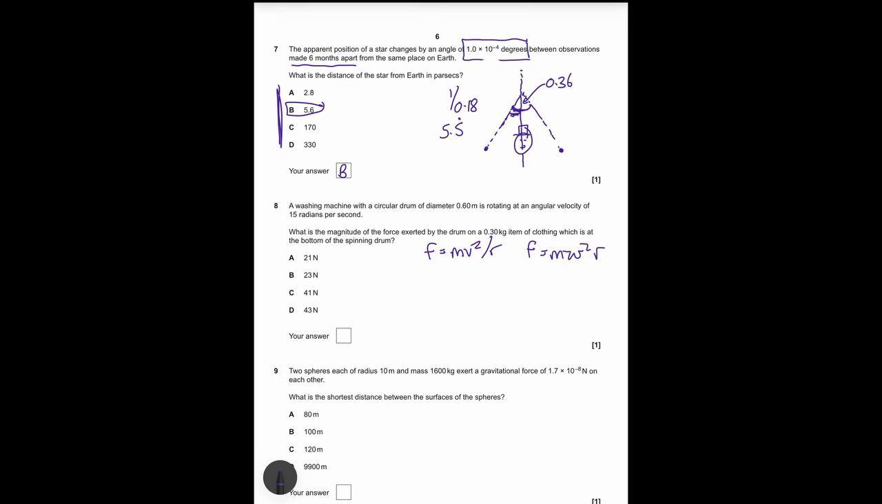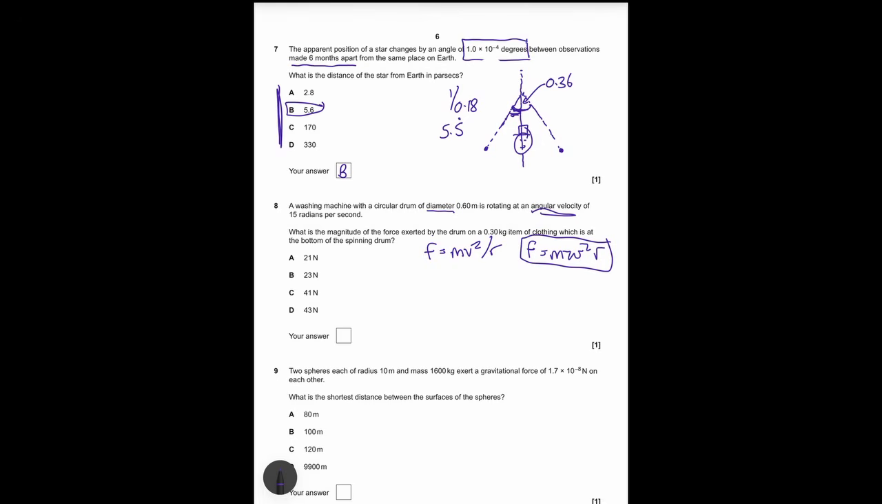So let's have a look at if there's anything that stands out to me here as being suspicious. Well, the first thing is that it gives me the diameter. So they're obviously trying to trick me there. So what do I need to do with that? Obviously, I'm going to need to divide it by 2 to get the radius. Is there anything else that stands out? Well, it gives me the angular velocity. So the fact that it's given the angular velocity is leading me towards, okay, I'm probably going to use that equation.